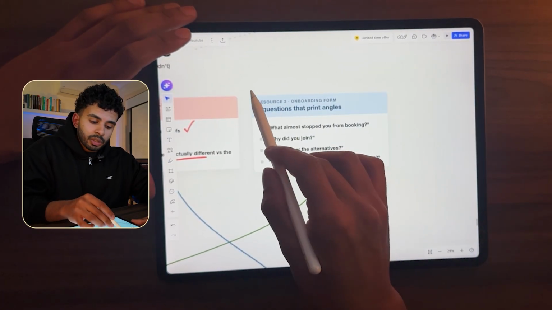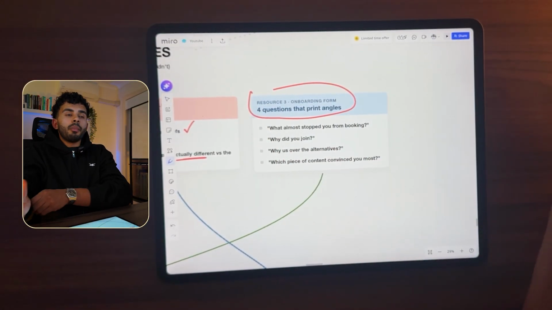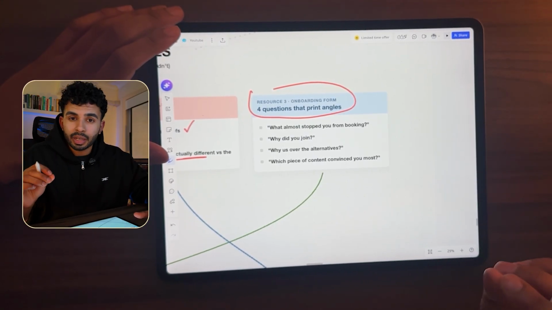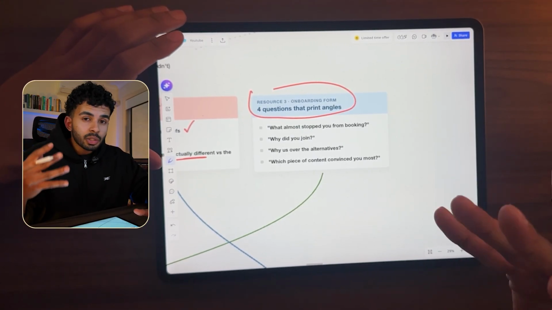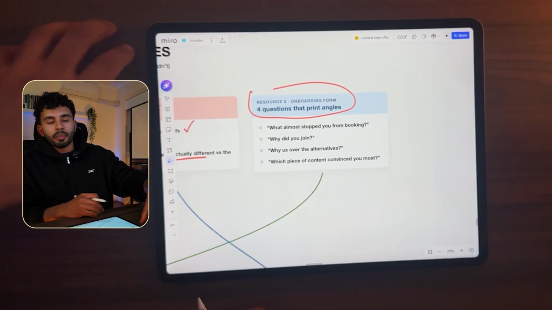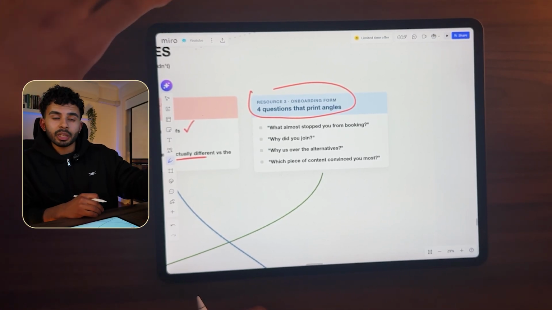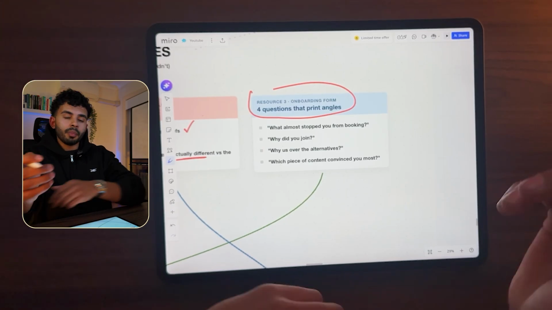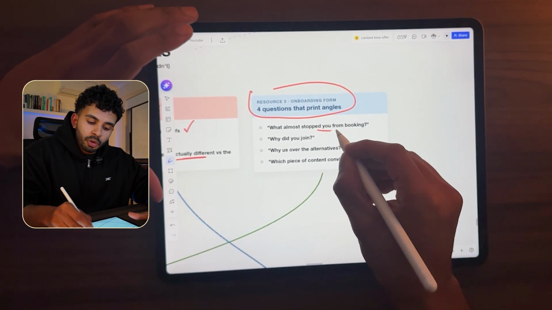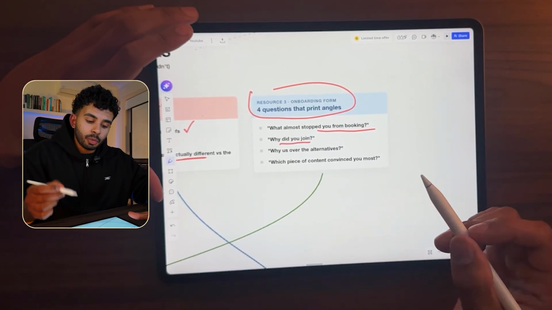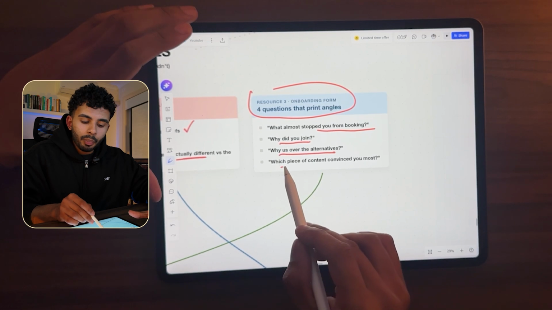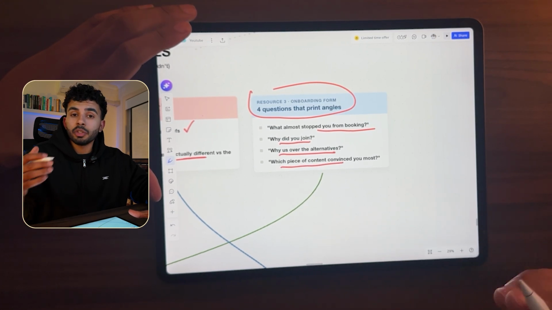And then the last resource is going to be your onboarding forms. Now, with your onboarding forms, there are 4 questions that you must have, and if you don't have these already, this is your first priority. Now, the answers to these 4 questions act as pure gold for your marketing, because this comes from people who have quite literally converted just a few minutes before. Now, the 4 questions you're going to have in your onboarding form are: what almost stopped you from booking a call? Why did you end up joining? Why did you choose us over the hundreds of coaches online? And what piece of content or sales asset convinced you the most to buy?